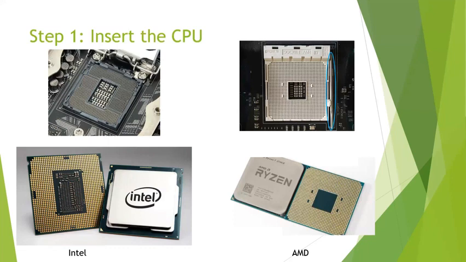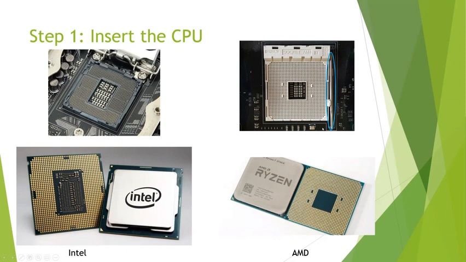So the first step, we're going to insert the CPU, and we're going to need the motherboard and the CPU along with it. So on the top, this is the space where we're going to install the CPU on the motherboard, and below that, we have the CPUs themselves.